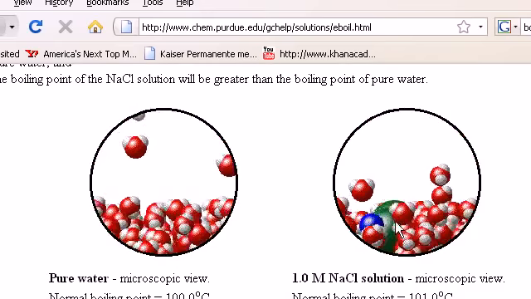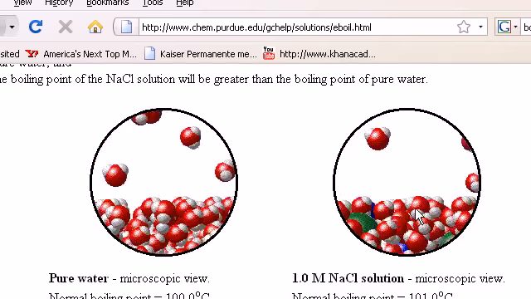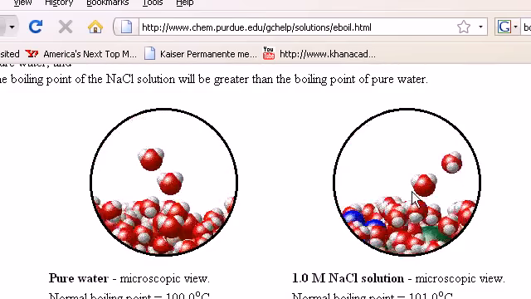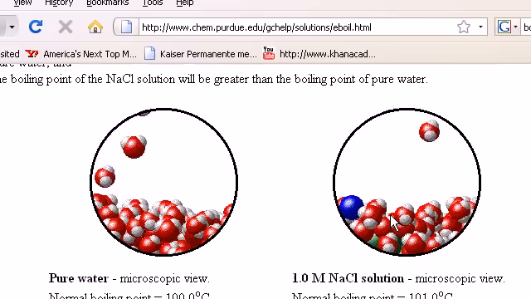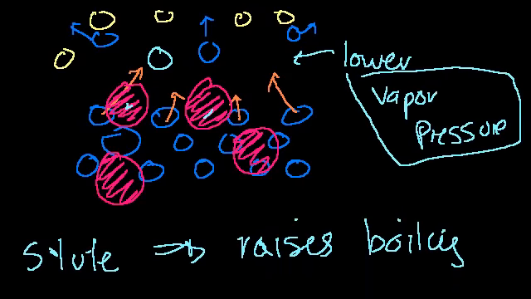And here's an example where they visualize sodium chloride at the surface. Because the sodium chloride is bouncing around on the surface with the water molecules, fewer of those water molecules have the room to escape. So the boiling point gets elevated. Now, the question is, by how much does it get elevated? And this is one of the neat things in life, that the answer is actually quite simple.